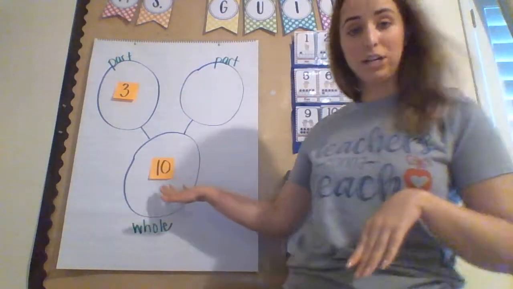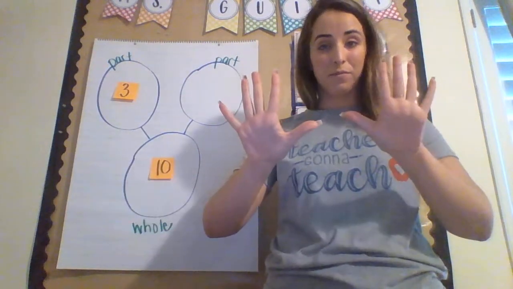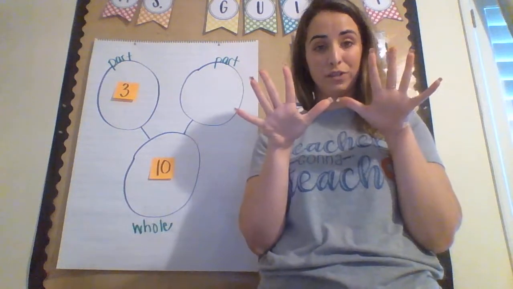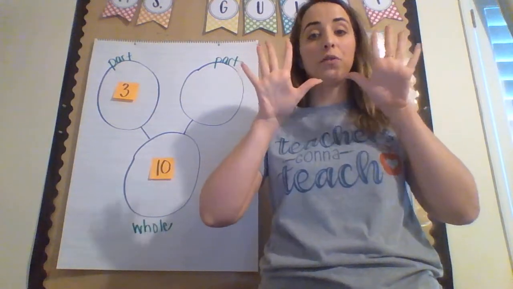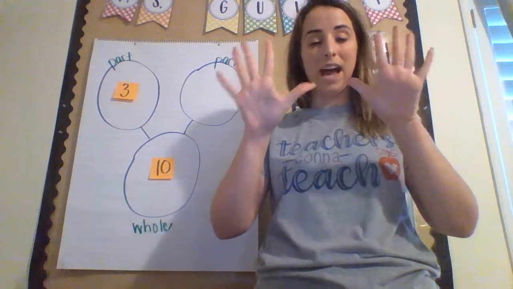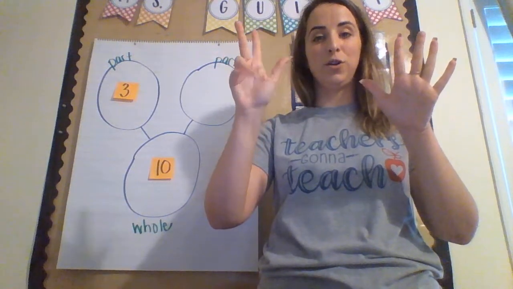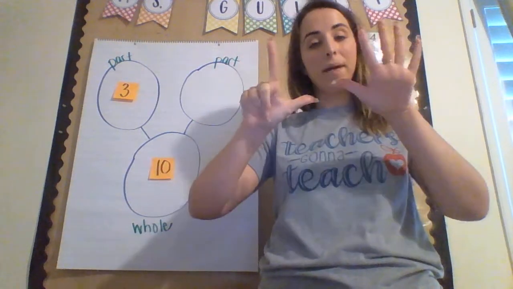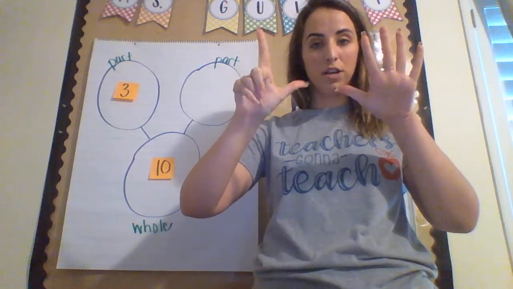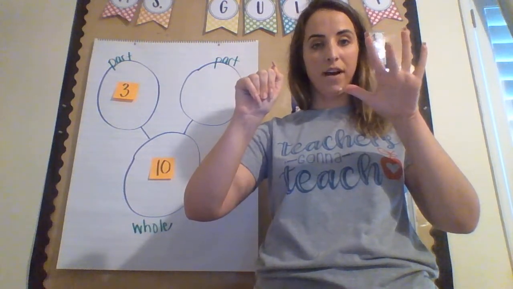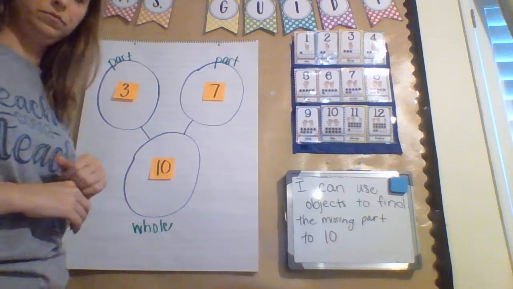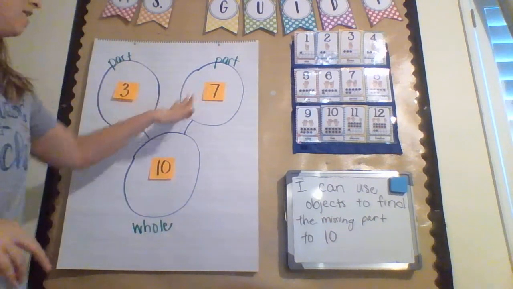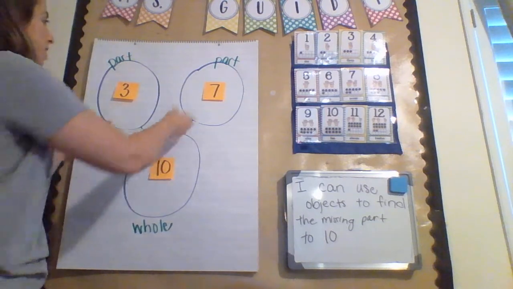Okay. When you are done with that, we're going to do it on our fingers. So how many do I have in all? 10. So put up 10 fingers. What is my first part? 3. So how many fingers am I going to put down? 3. 1, 2, 3. How many do I have left? 1, 2, 3, 4, 5, 6, 7. So 7 is going to go right here. That must mean 3 plus 7 is 10. All right, awesome. Let's do another one.